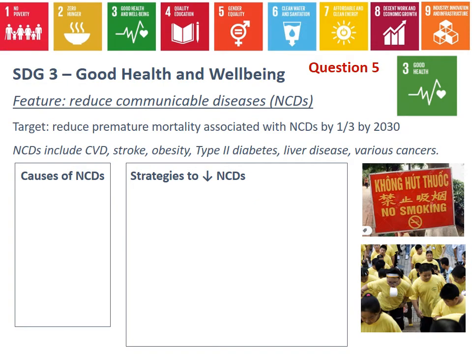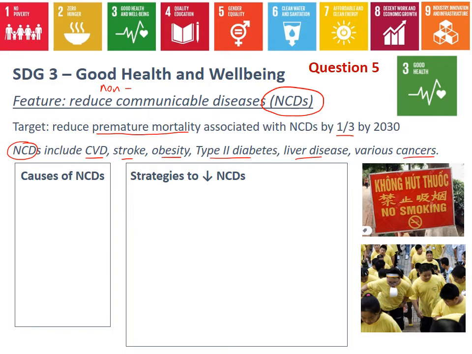All right, now we're moving on to, sorry, I've moved a word there. Make sure you have non in there. Non-communicable diseases. This is a big focus of the SDGs that wasn't in the Millennium Development Goals. The target is to reduce the premature mortality, so the early death associated with non-communicable diseases, by 1/3 by 2030. Remember, non-communicable diseases include things like cardiovascular disease, stroke, obesity, type 2 diabetes, liver disease, and a range of cancers.